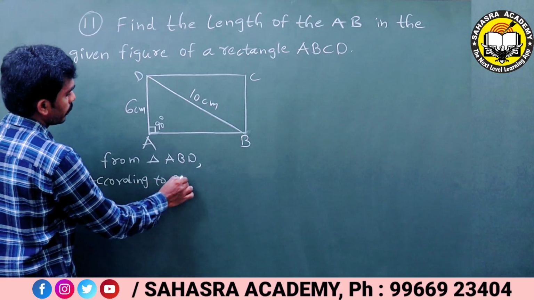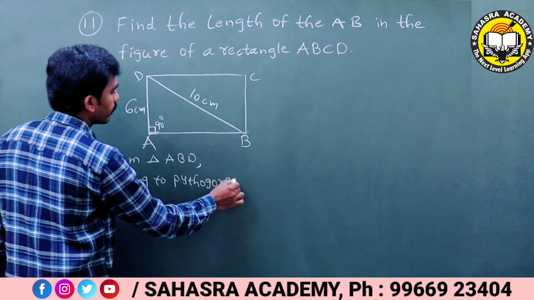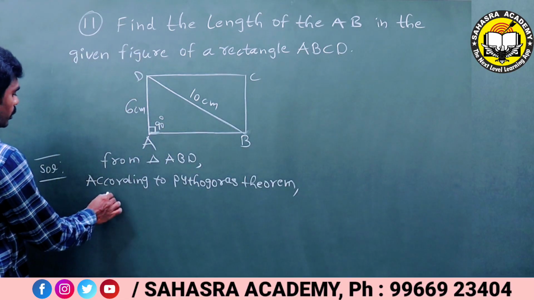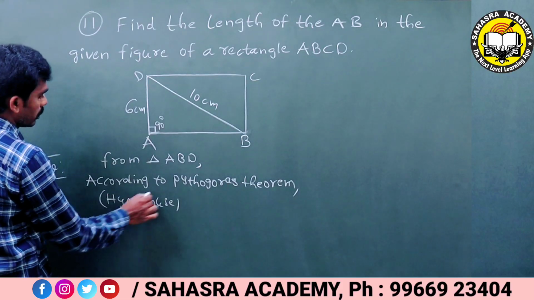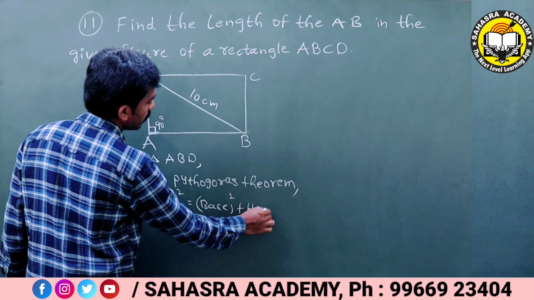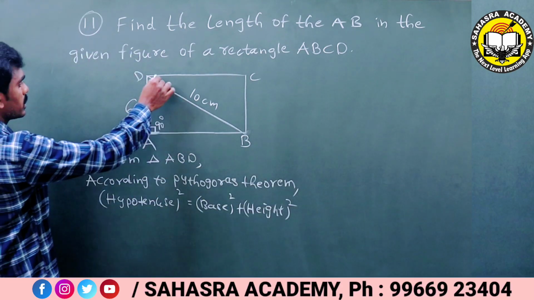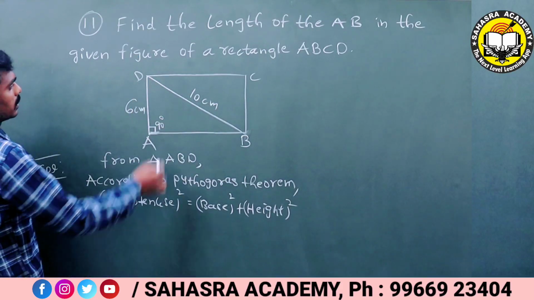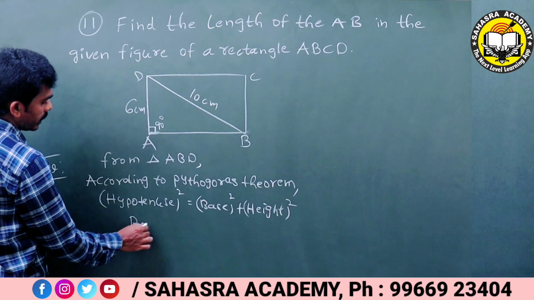According to Pythagoras theorem, hypotenuse square equal to base square plus height square. What is the hypotenuse? Here BD is the hypotenuse. BD or DB. Okay, let us take BD.